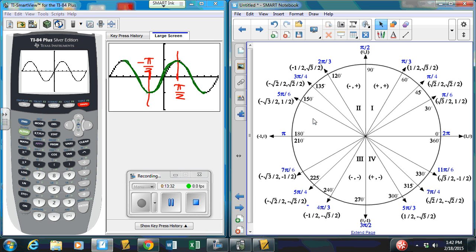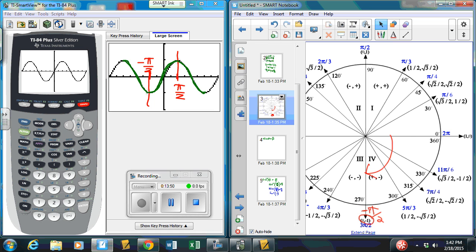That is correct, because the angle that has a sine of negative 1 is right down here. The y value is negative 1. But you have to go in the negative direction to get there, so it's not 3 pi halves, it's negative pi halves. Everybody got that?